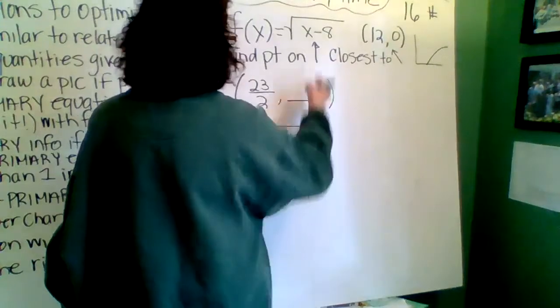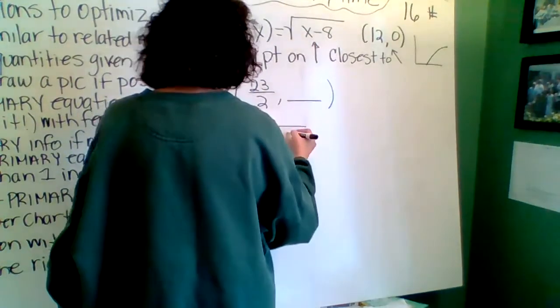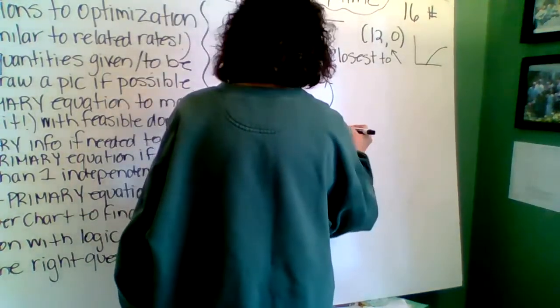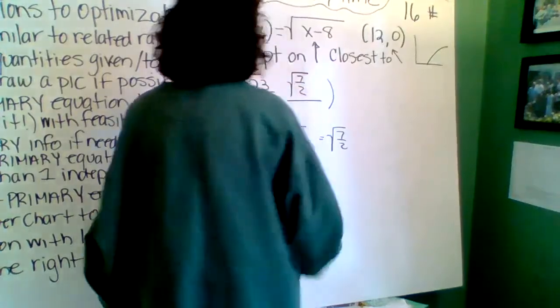Let's go ahead. Let's see. I'm going to put the 23 halves in. 23 halves, I'm just going to call that 8 minus 16 halves, right? And so that would be the square root of 7 halves. Not pretty, but that is in fact a correct answer.